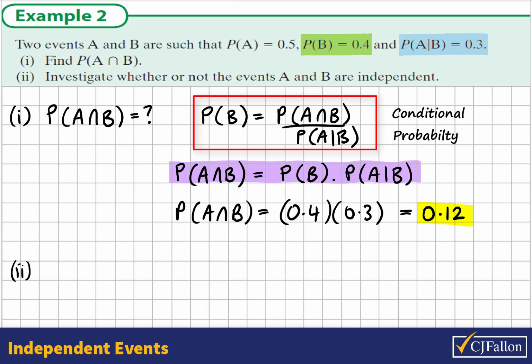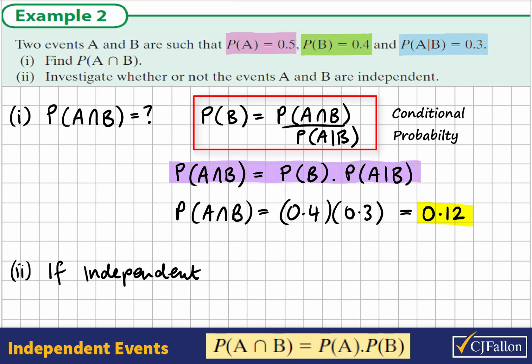Next, we've been asked to investigate whether events A and B are independent. The answer to this question is obvious from the question already, because the probability of A is not equal to the probability of A given B. We can see that these are different. And if events were independent, the two of these would have to be the same, because by definition, independence means that A is not being affected by B. But we see in this example, the probability of A, which is 0.5, is not equal to the probability of A given B, which is 0.3. Therefore, the events clearly are not independent.